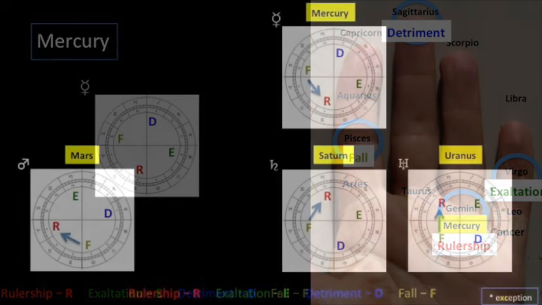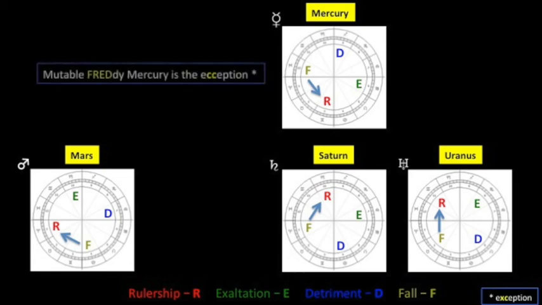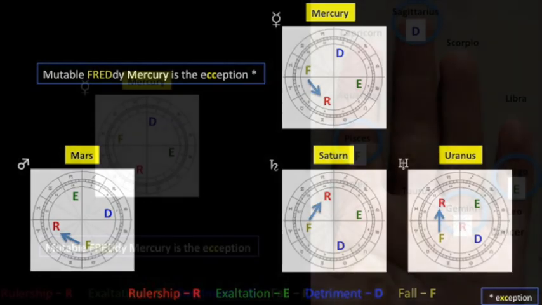For a mnemonic here, you can see that the initial letter of the planet's strengths can make up the name Fred. To form this acronym, you have to go clockwise for Mars, Saturn, and Uranus. For Mercury, you have to go counterclockwise. So perhaps you can use the sentence, "Mutable Freddie Mercury is the exception."